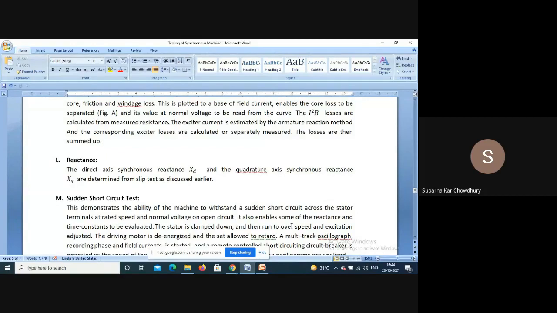Now there is always some possibility of human error if you calculate by this method. So we have also seen that Xd can be determined from open circuit and short circuit data, and the ratio of Xd and Xq can be determined from the reactance. So from there we get the reactances. Then the sudden short circuit test.